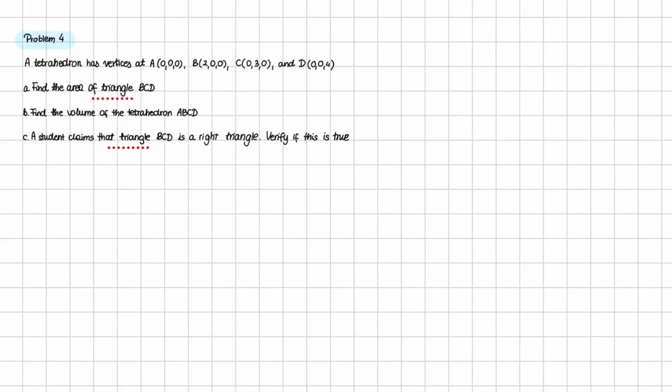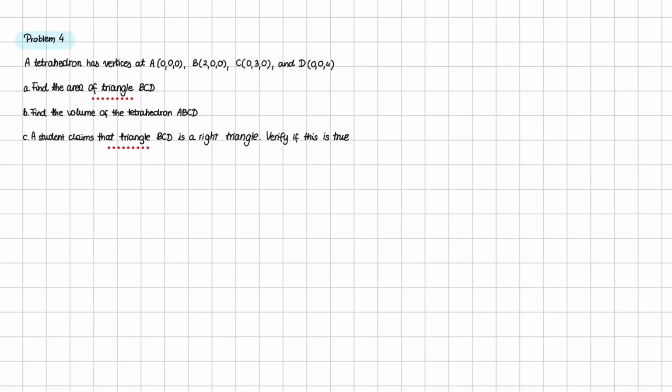Problem 4. A tetrahedron has vertices at A, B, C, and D, and we are given the coordinates of them. A, find the area of triangle BCD. So, of course, here we can use a formula from our booklet for the area of a parallelogram and take half of it in order to calculate the area of triangle.